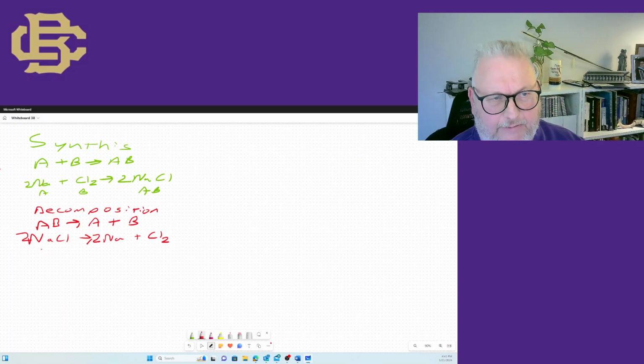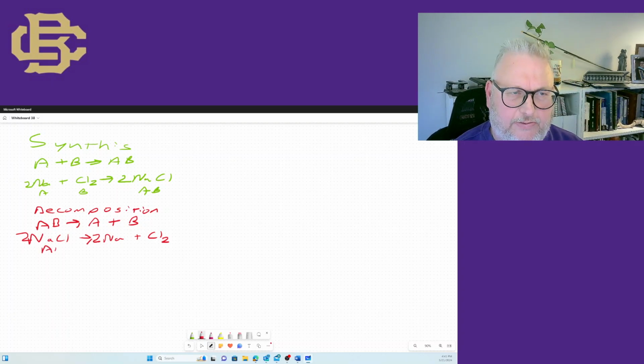And so think about it. I've got AB. They're at the dance together. They're dancing. They don't like each other. They found out. So they split up into the A and the B on the product side. So that's the decomposition. The next one would be single replacement.